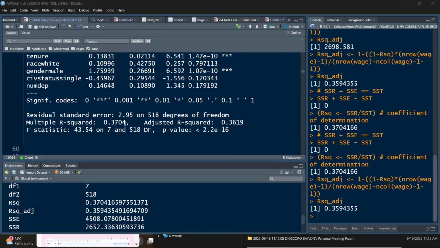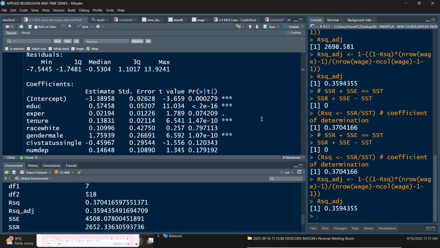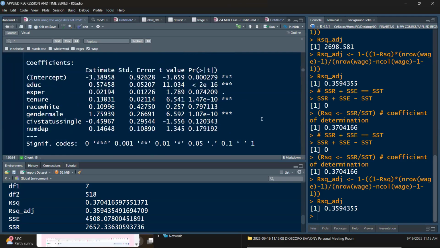Okay. R squared, 37.04. Adjusted R squared, we got 35.9 something. This is 36.19. I'll have to check, class. Okay, and we said, class, that we don't stop there. What we do normally is to check your insignificant predictors.